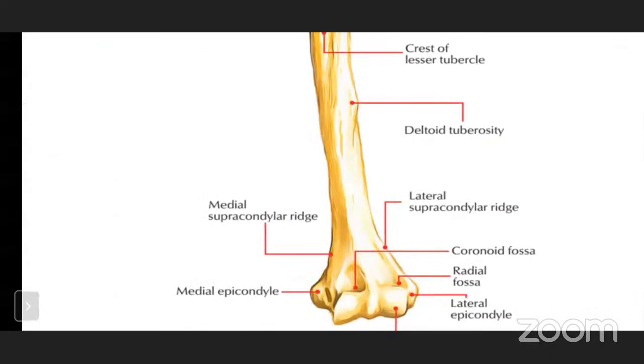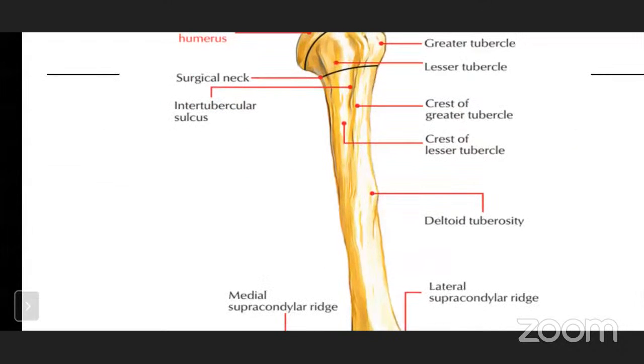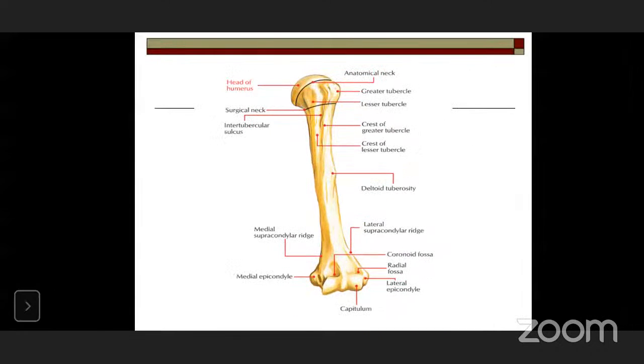The humerus is a long bone, the skeleton of the arm. In this there are two ends, called the upper end and the lower end, with the shaft in between.